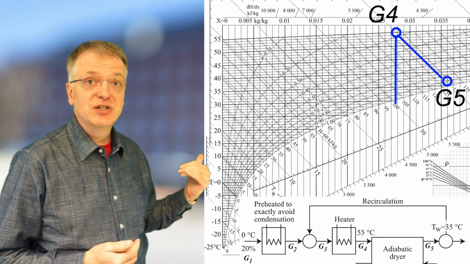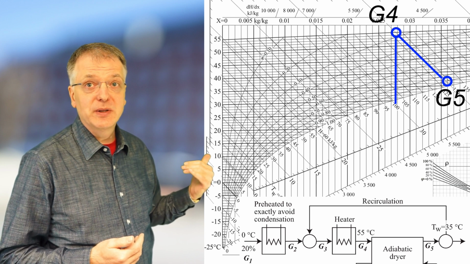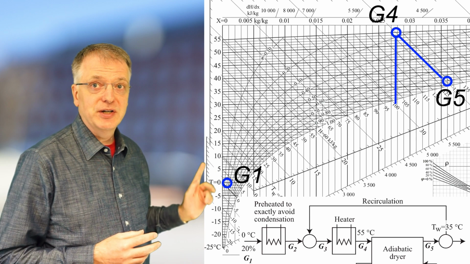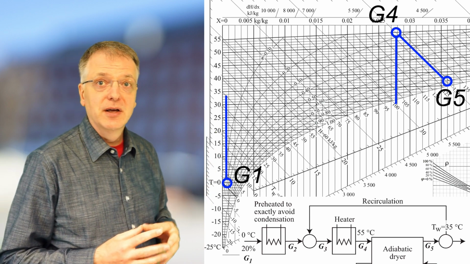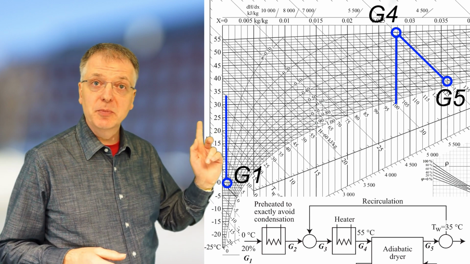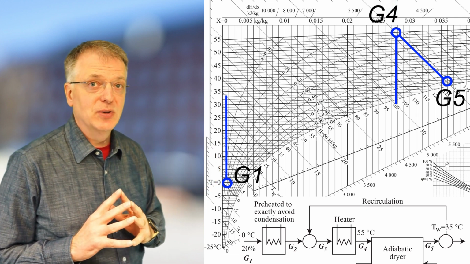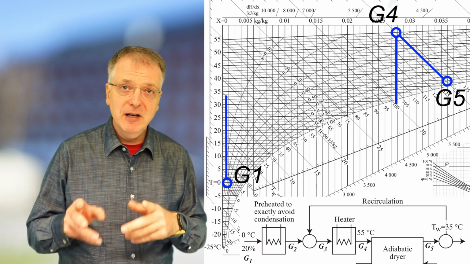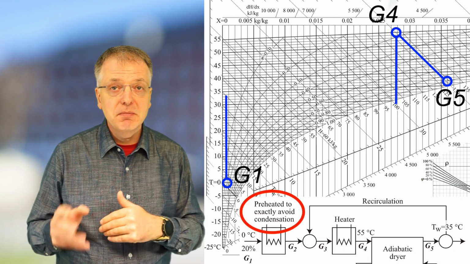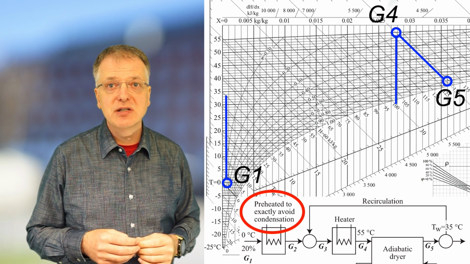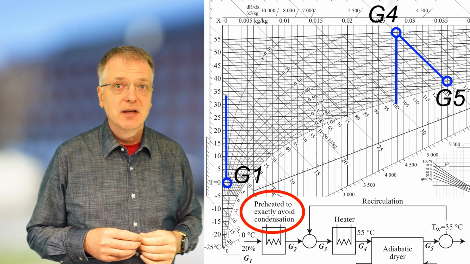The fresh air, G1, 0 degrees and 20% relative humidity, is this point in the Molière diagram. The fresh air is heated in the preheater, thus we should draw a line straight up from G1, but so far we do not know where on this line G2 is. The final part of the puzzle is to realize what it means that the fresh air is preheated precisely such that condensation is avoided in the mixer.